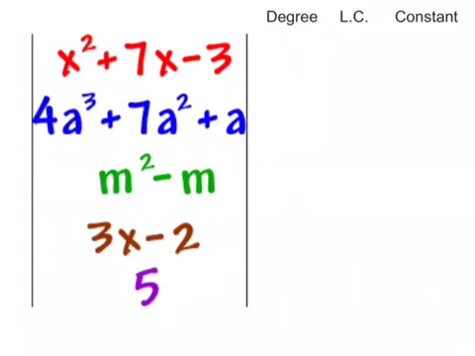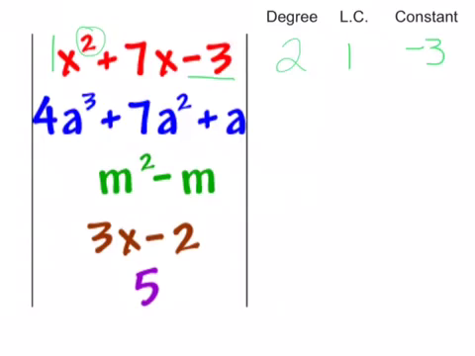Okay, so the degree of our first, the red polynomial here, the degree is 2. It's a degree 2 because the leading term has an exponent of 2. The leading coefficient is right here, and there's not a number there. Remember, when there's not a number there, the number is 1. So our leading coefficient is 1. Our constant is the number that doesn't have a variable part, and that's right here, -3.